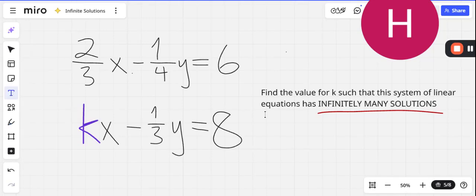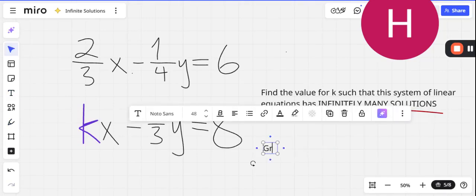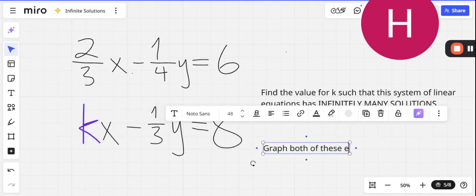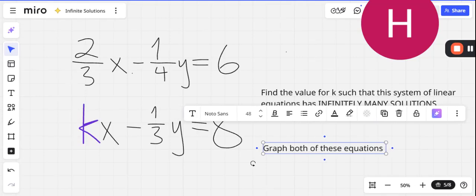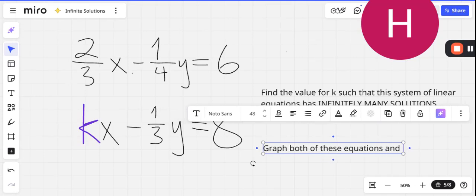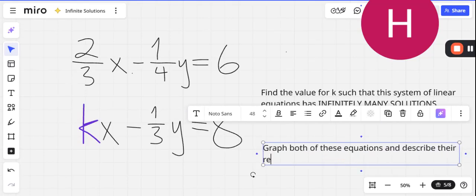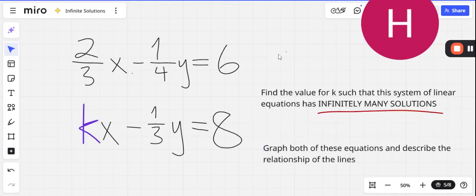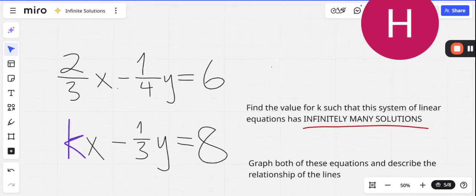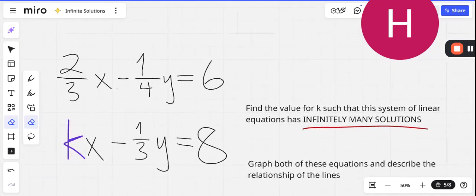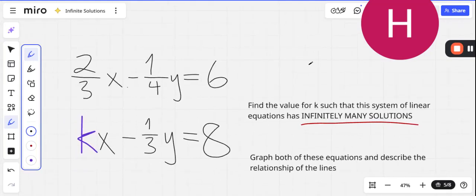What I also want you to do is graph both of these equations and describe their relationship. I guess I'll spoil it and say the relationship of the lines. I wanted to leave that out, but it should be obvious that these are lines. If it's not obvious that these are lines, what are we doing here? Okay, so as I said, give yourself some time to try that out. Then you can unpause the video and see how we did it here.